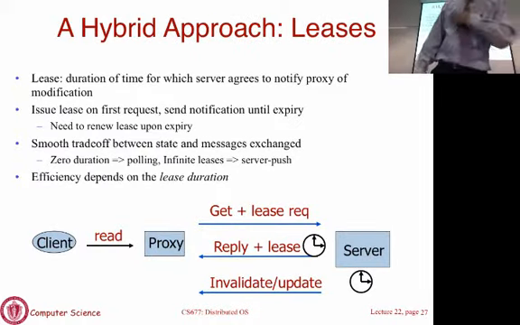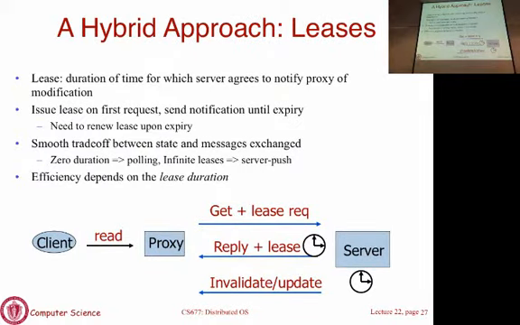Okay. So now we'll basically see how to get the advantages of both approaches. Both approaches have some good and bad. Server push, better consistency guarantees, but bad from a state perspective. You basically have indefinite state. Client pull doesn't have that overhead, but then it gives weaker consistency guarantees. So one approach that combines the two is referred to as a lease-based approach.